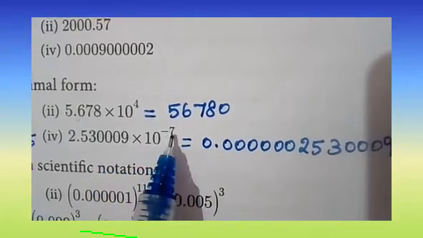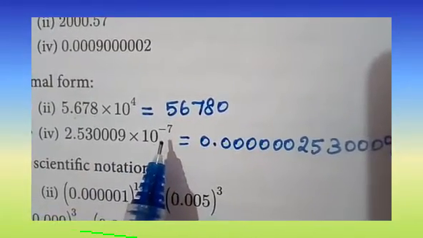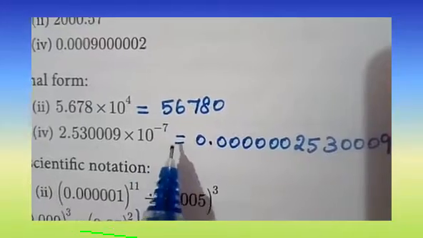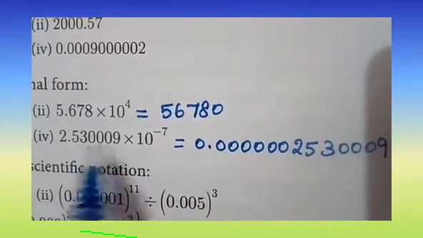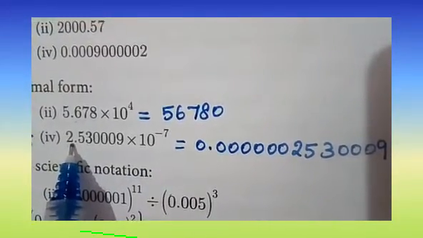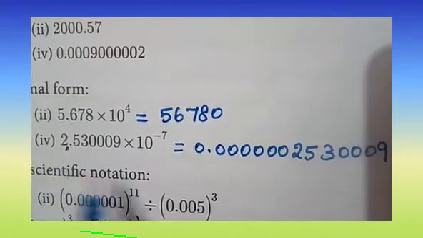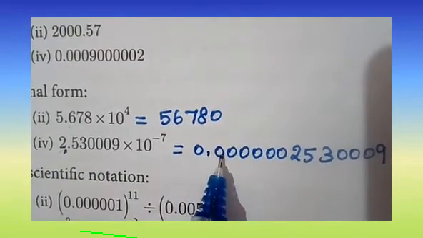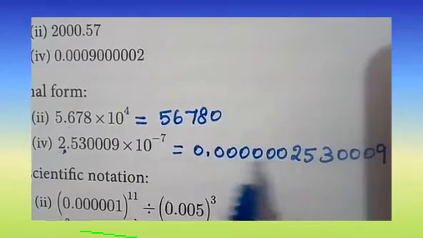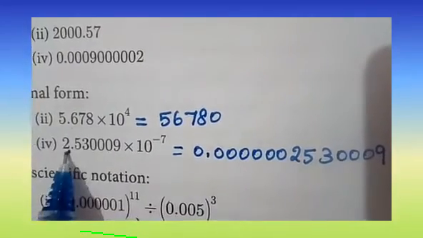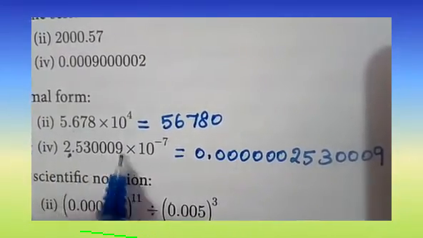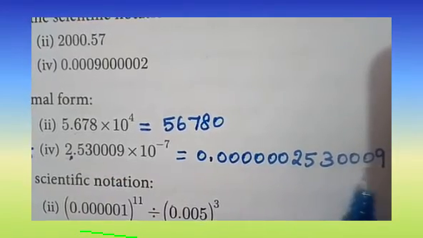Next, fourth problem, 2.530009 into 10 power minus 7. It is a negative power, so you write zeros at the left side. Here one decimal place is there, so the remaining 6 zeros are needed. So 6 zeros in front of the 2, then the remaining numbers are written as they are: 2530009.